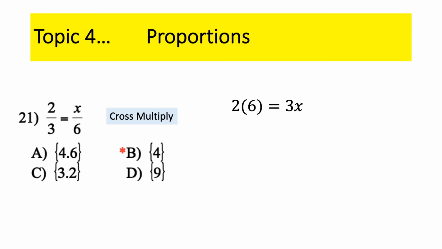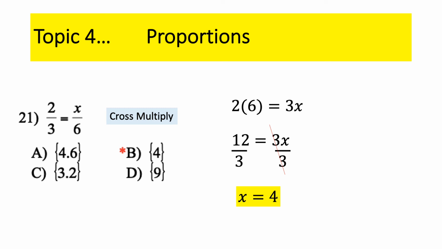Do a little bit of algebra. 2 times 6 is 12. Where's the variable? Right side. What's attached to it? 3. How is 3 attached to x? Multiplication. How do you get rid of multiplication? Division. Divide both sides by 3. 3 divided by 3 is 1. 1 times x is x. 12 divided by 3 is 4, so therefore x equals 4, or 4 equals x, either way.